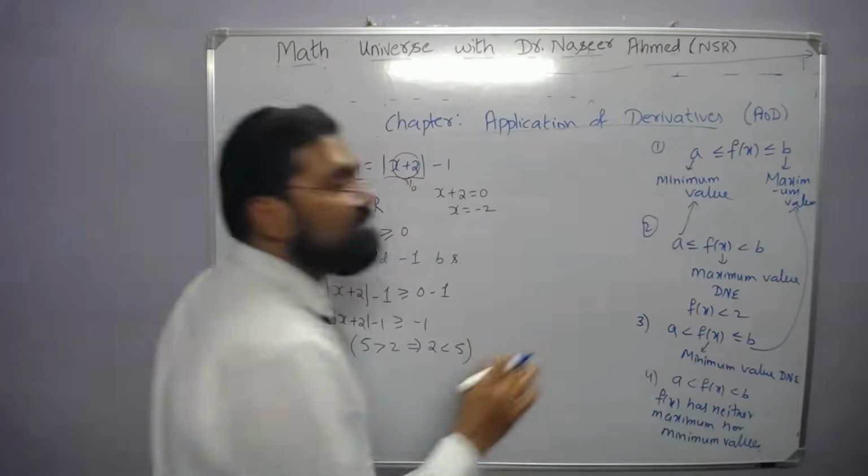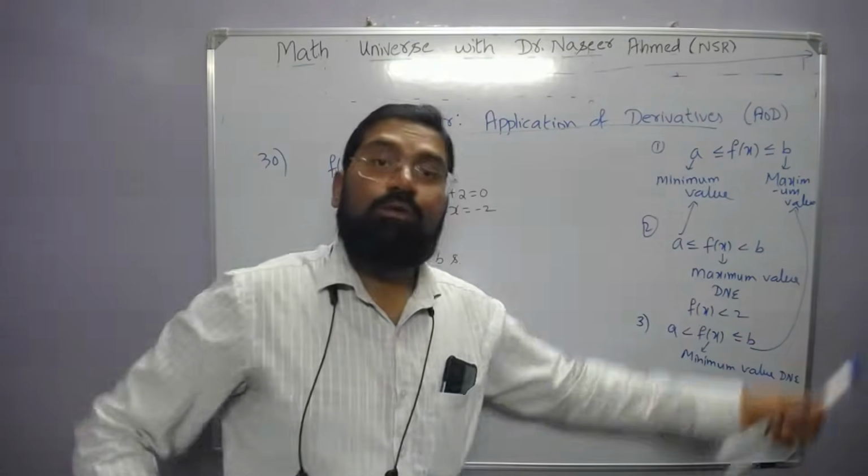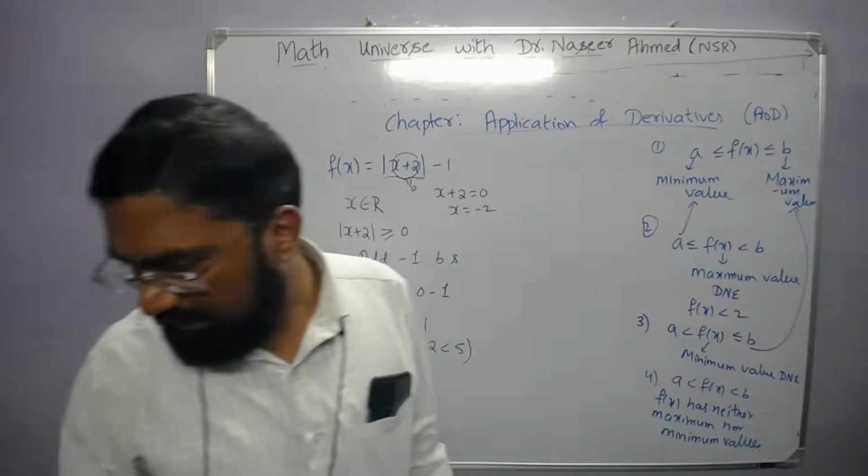So I want you to remember this point. In short, what you have to remember, you are going to say maximum value, minimum value, provided they attain the value. Otherwise, no. Okay, they should attain the value.